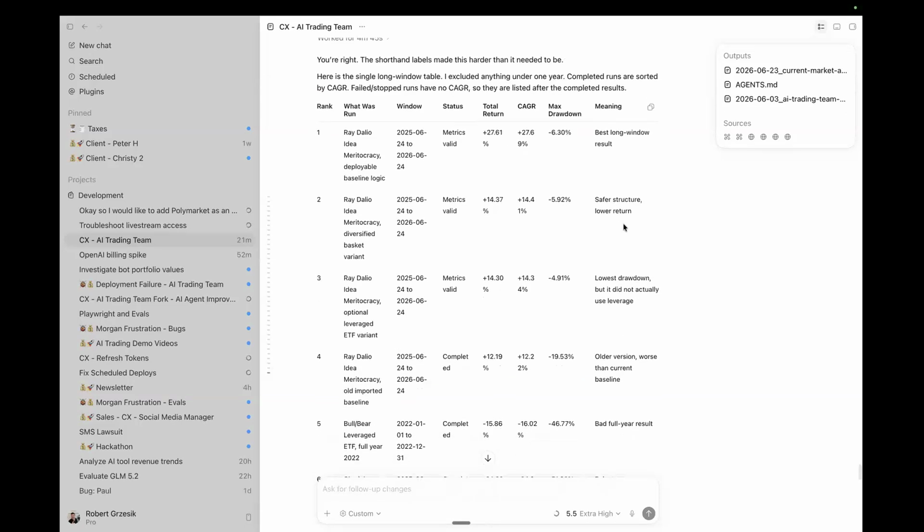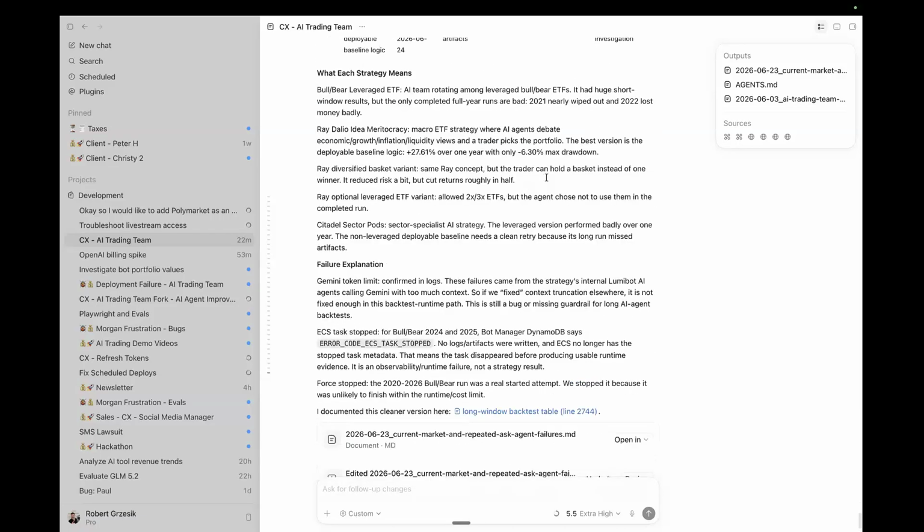So we have Ray Dalio at the top of the list, right? This is a 1 year window, best long window result. 27% total return, only a 6% max drawdown. That is very good, right? Deployable baseline logic. Okay, so baseline logic.